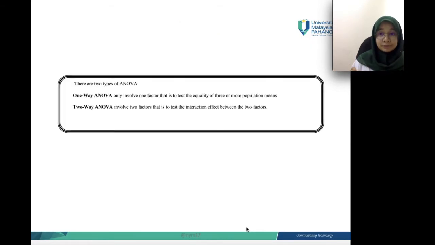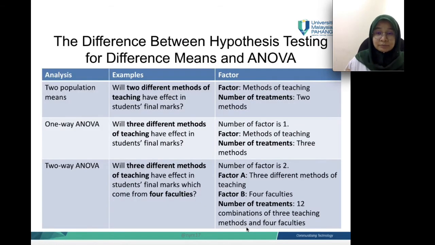There are two types of ANOVA, as I mentioned earlier. One-way ANOVA involves one factor, one independent variable. Two-way ANOVA involves two factors, meaning two independent variables. So you have to know the definition of the dependent variable and the independent variable. What is the difference between hypothesis testing and ANOVA? Hypothesis testing, as I mentioned, is only for two mu. When you have more than two mu, you can use one-way and two-way ANOVA.